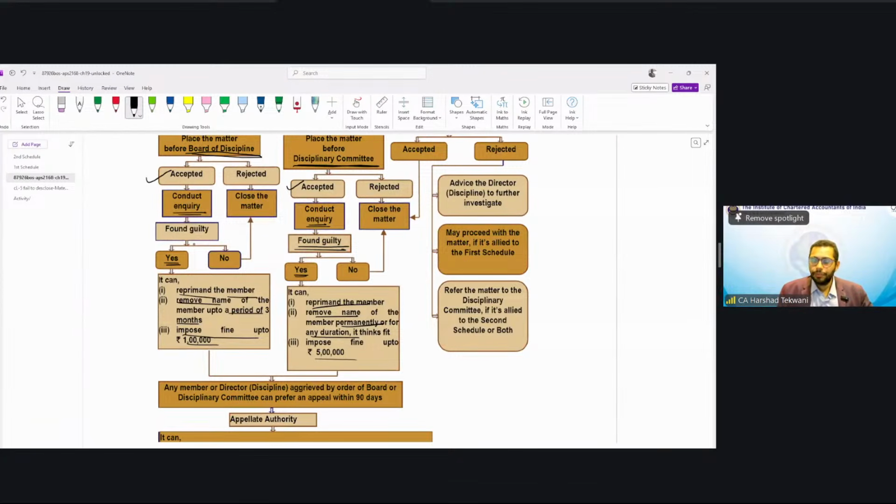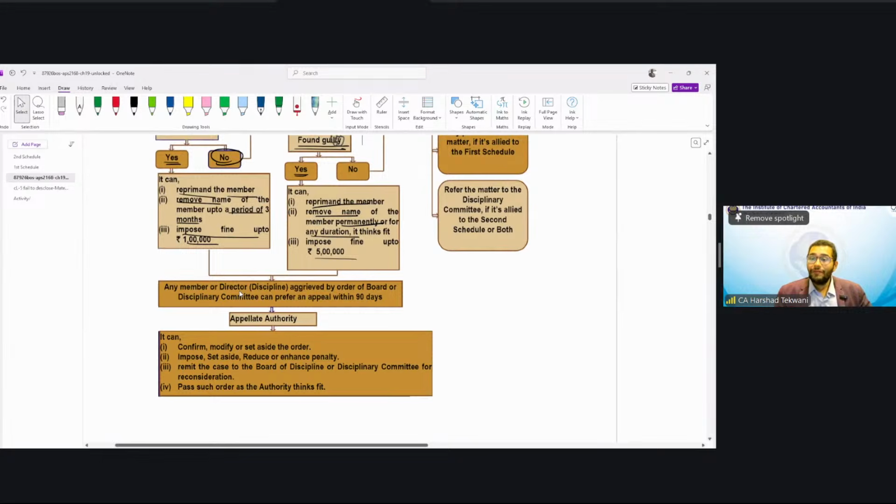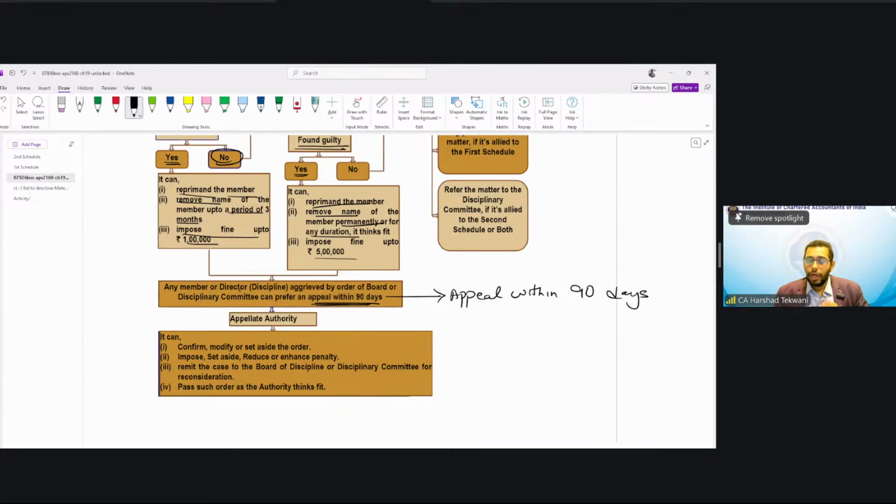Simple. There is nothing further. Now, one more thing is that if the member who has been found guilty and has been punished with any of this or all of this, or whatever the scenario is, he has a 90-day window to file an appeal. Remember that. So he can file the appeal within that 90-day window. Now, 90 days from the date of order. You can take the date of order and you can file the appeal.